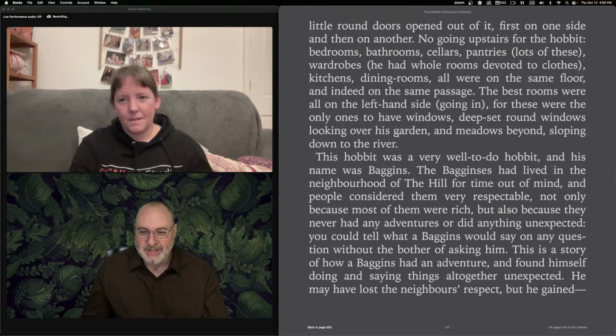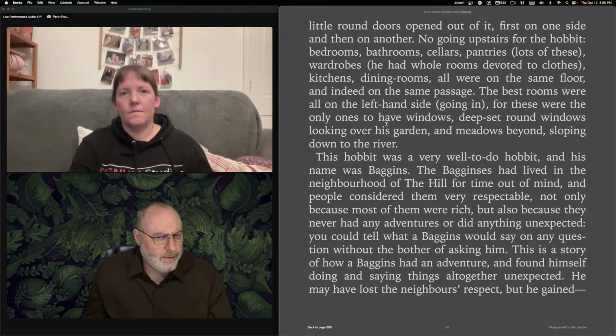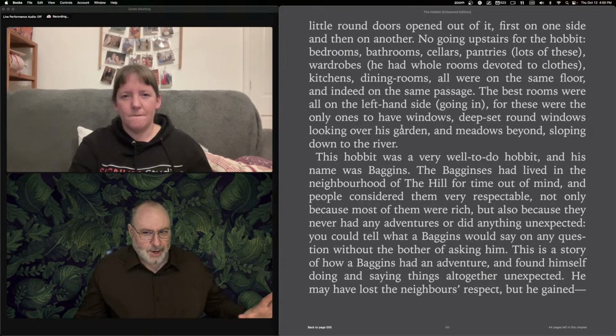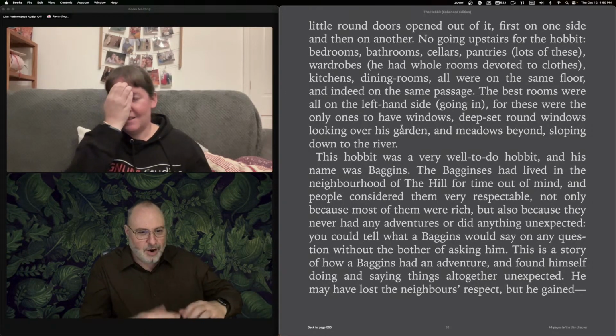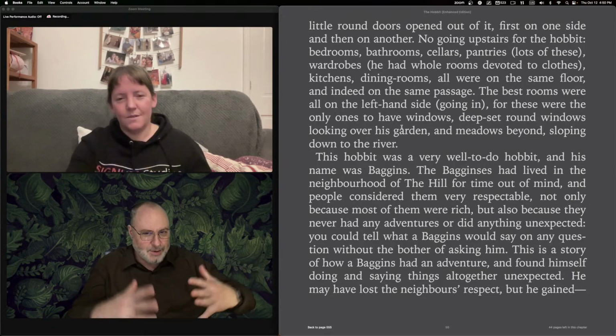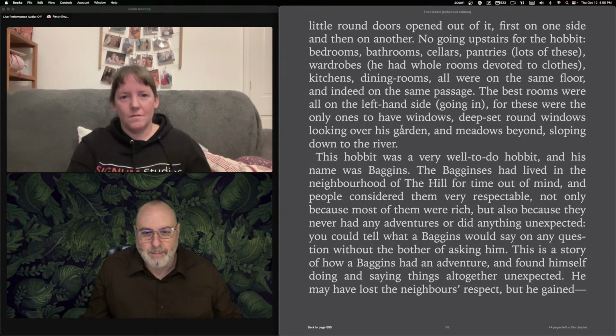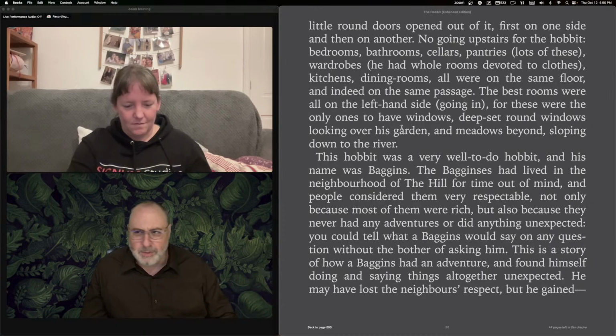Sorry, I was just noticing a thing. Deep set round windows overlooking his garden. I was focusing on the pronoun, his garden, right? And meadows beyond. Are the meadows his too? Does he own the whole land? Are those his garden and his meadows, or is it just his garden and there are meadows beyond? It's a little uncertain how much of the land he owns, right? How much is sloping down to the river, which is probably not his river, right? But again, we're getting this sense of wealth.